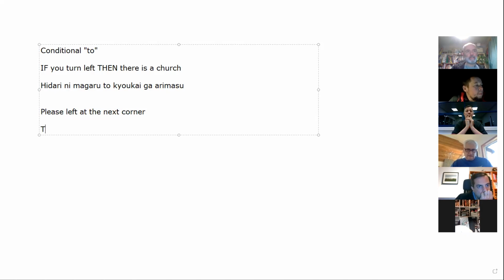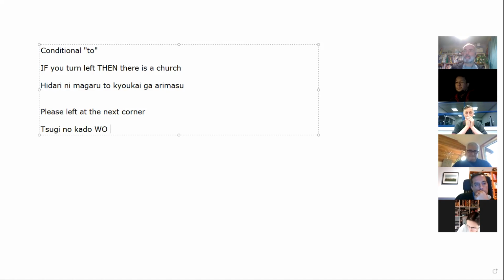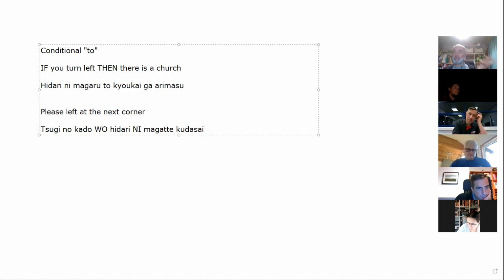So what we would say is tsugi no kado, that means next corner, tsugi, next, kado, corner. And then this is marked with an o, to bend around the corner. O magatte kudasai. If you said de or ni, you would be understood, but hidari ni. So the place where you're going to turn is marked with o. The direction you're going to turn, left or right, will be ni.